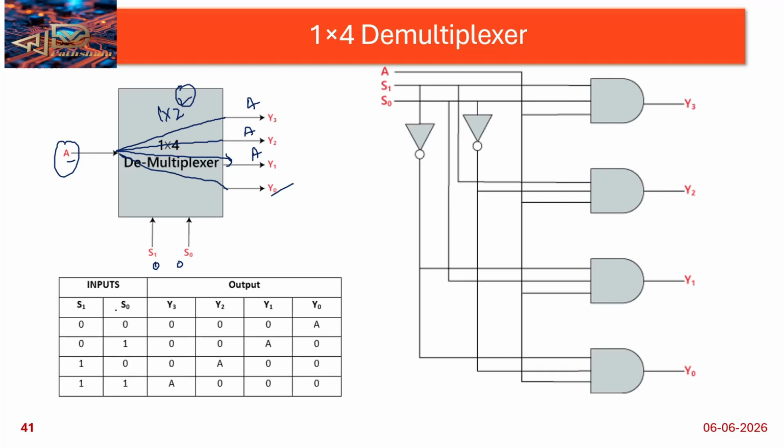So two inputs I am taking, D0, D1 are the inputs, and then Y0, Y1, Y2, Y3 are the outputs. If 0 0 means Y0 is selected, 0 1 means Y1 is selected, 1 0 means Y2 is selected, 1 1 means Y3 is selected, and the rest of the outputs are zeros. Clear?